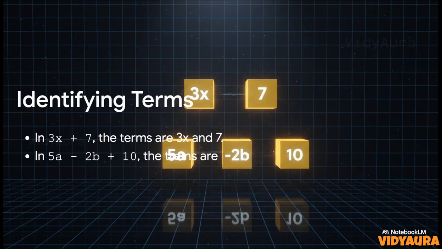The expression 3x plus 7 has two terms. The 3x is a term, and the 7 is a term. The expression below that, 5a minus 2b plus 10, has three terms: 5a, minus 2b, and 10. And again, see how that minus sign sticks with the 2b?